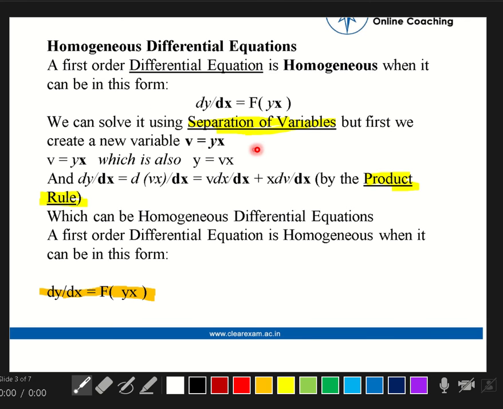This method has two techniques of solving. The first one is separation of variables, and the second one is the product rule. Your main focus is to convert the equation dy/dx into the form of f(y/x). Now come to the solution.